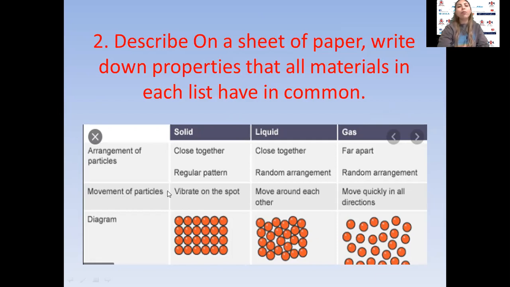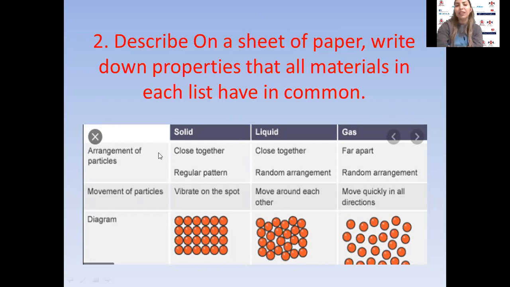And here the movement of particles. Like my pen, I can't see the movement of particles, but we write they vibrate on the spot. Vibrate like vibrations up and down, but at the same place. And we couldn't feel it, okay? Just write vibrate. Liquids move around each other, like this picture. The particles move around each other, so you can check the liquids. Gas moves quickly in all directions.